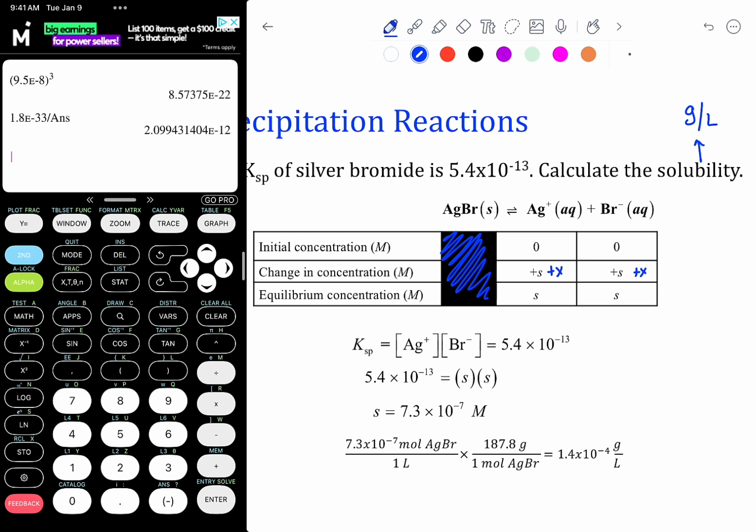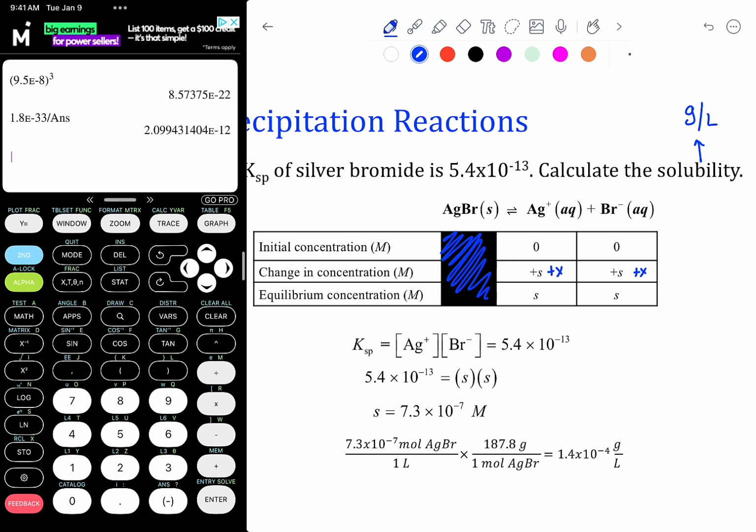They just show them with S's in your book to show that this is a solubility ICE table instead of a regular ICE table or an acid-base ICE table. So they use S for solubility. So our equilibrium concentrations just become S and S, or X and X. We can then plug that into our KSP expression.